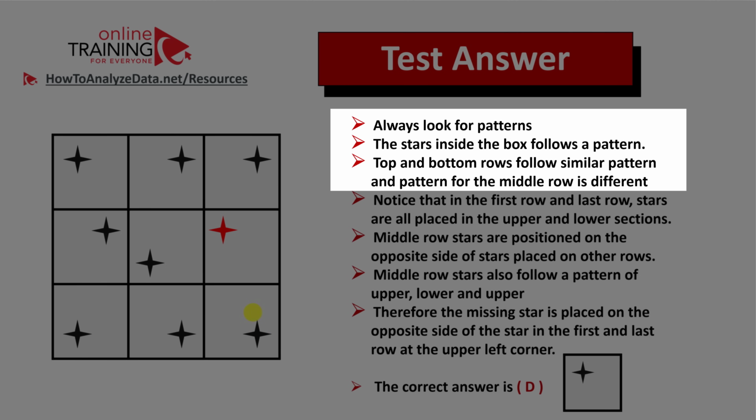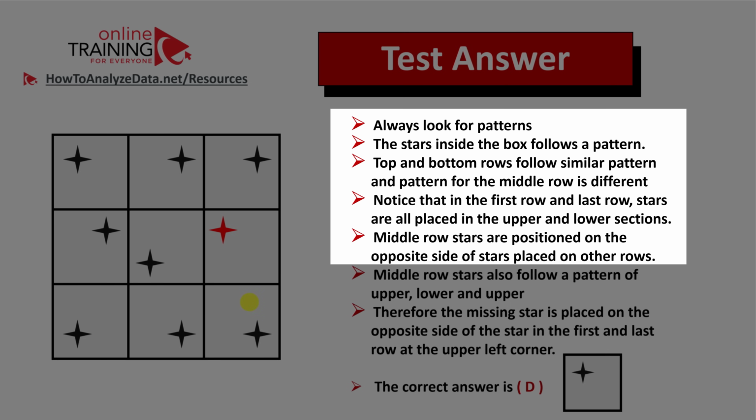Top and bottom row follow similar patterns, and the pattern in the middle row is very different. Notice that in the first row and the last row, stars are placed in the upper and left sections. Middle row stars, though, are positioned on the opposite side of the stars placed in other rows. Middle row stars also follow a pattern of upper, lower, and then upper.